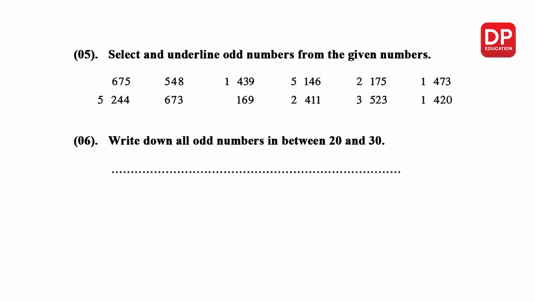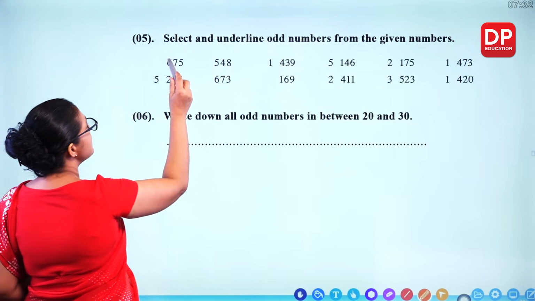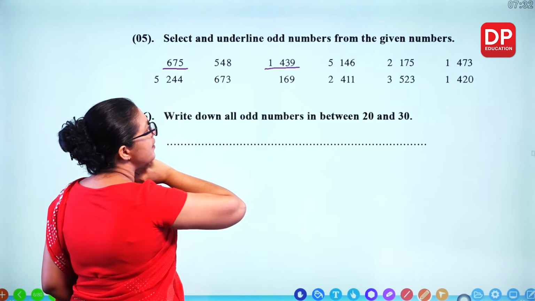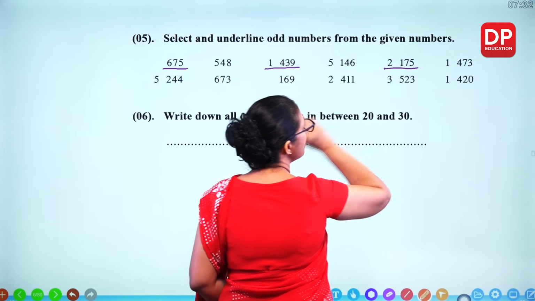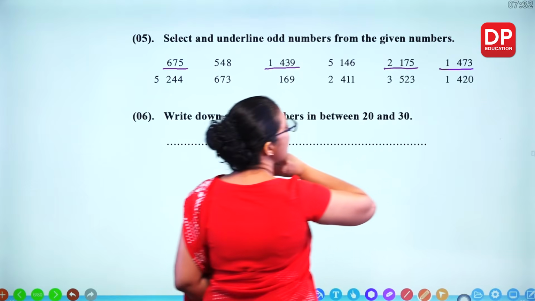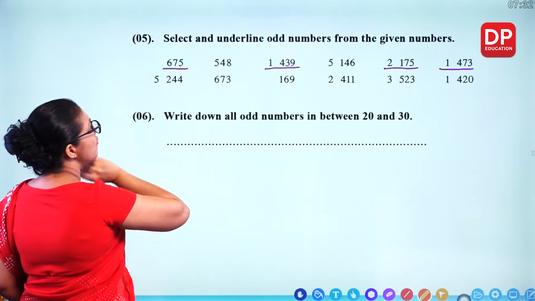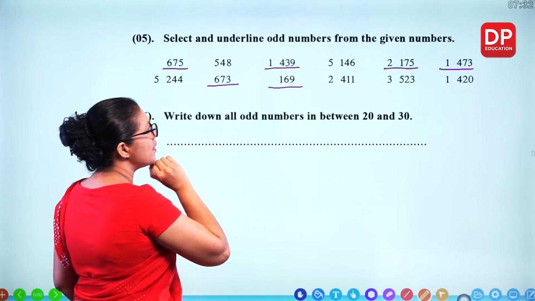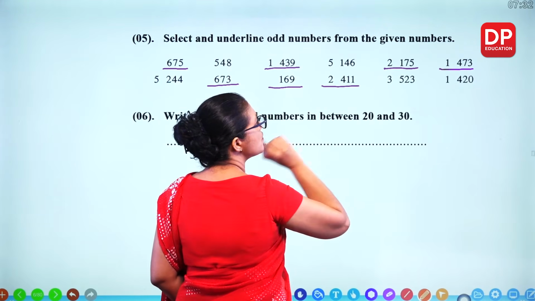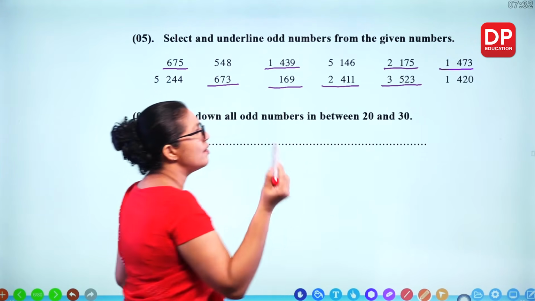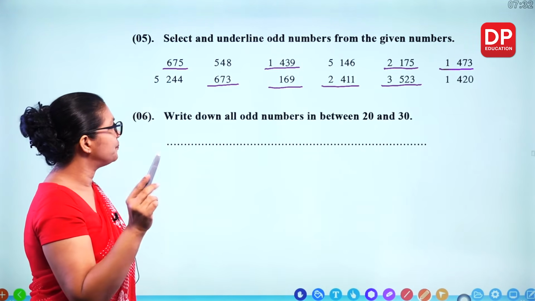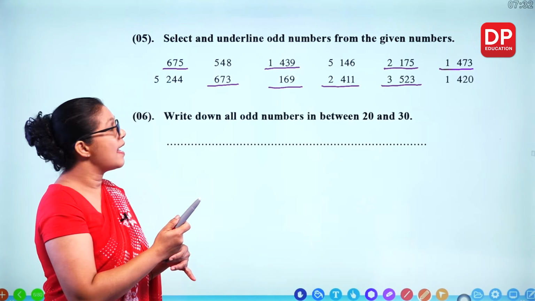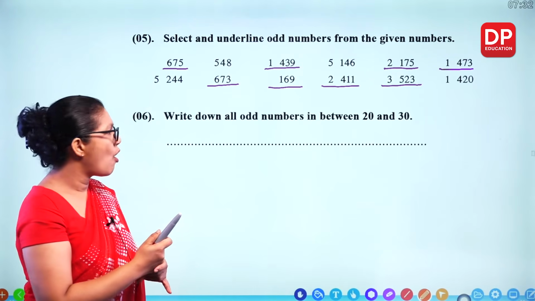Select and underline odd numbers from the given numbers. 5 is the last digit. It's an odd number. Here, 9 is an odd number. But 6 is even. 5, yes, it's an odd number. Here, 4, it's even. This one is an odd number. 9 is odd. That means the whole thing is odd. 1 is odd, whole thing is odd. But 0 is an even number. So you have to look at the last digit. If the last digit is an odd number, the whole thing is an odd number.